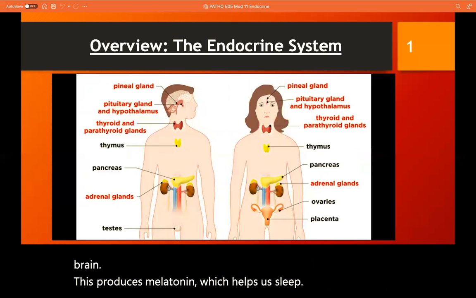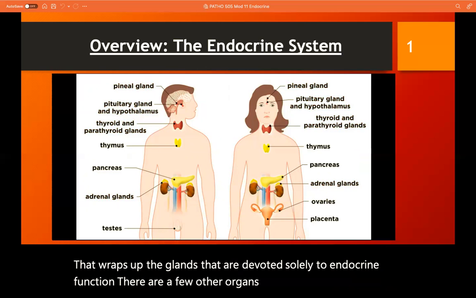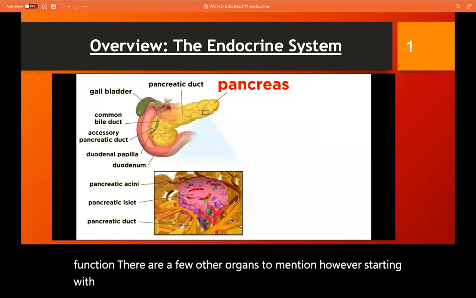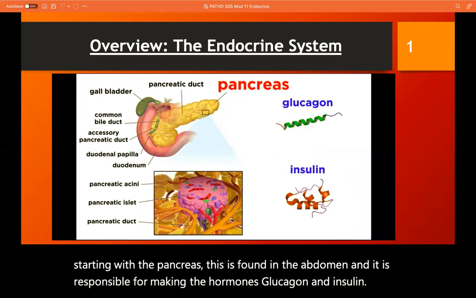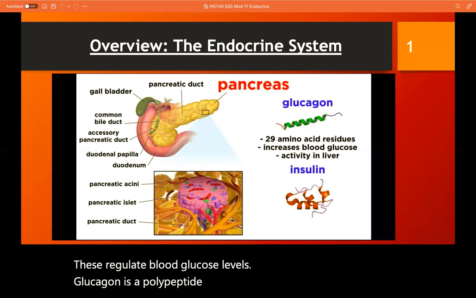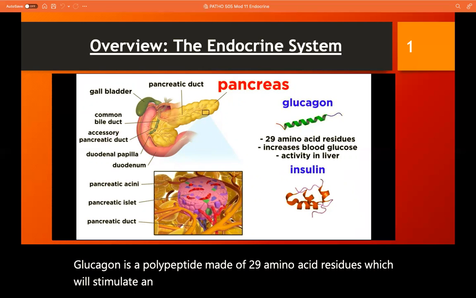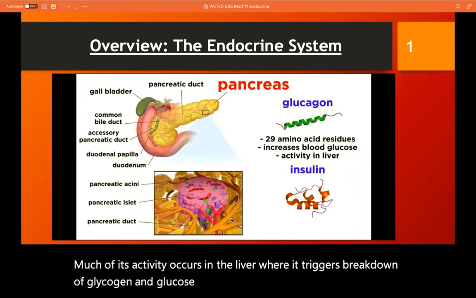That wraps up the glands that are devoted solely to endocrine function. There are a few other organs to mention, however, starting with the pancreas. This is found in the abdomen, and it is responsible for making the hormones glucagon and insulin. These regulate blood glucose levels. Glucagon is a polypeptide made of 29 amino acid residues, which will stimulate an increase of glucose in the blood. Much of its activity occurs in the liver, where it triggers breakdown of glycogen and glucose synthesis by other means, as well as the release of the resulting glucose.